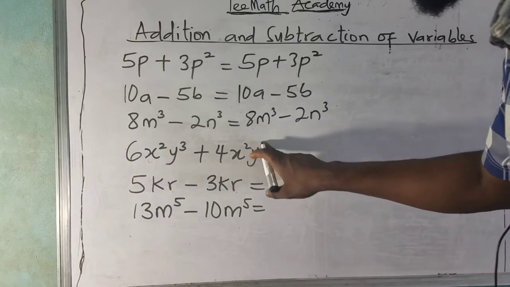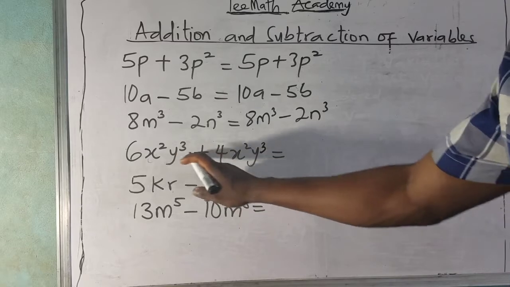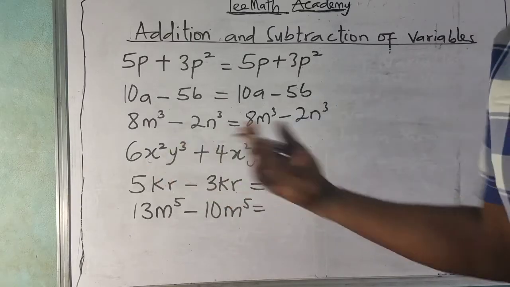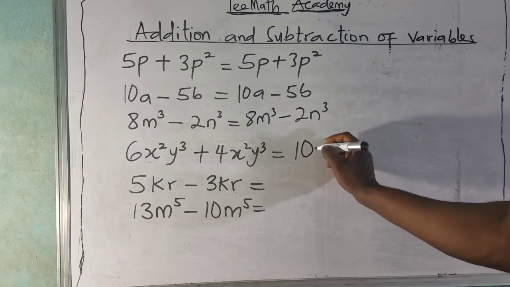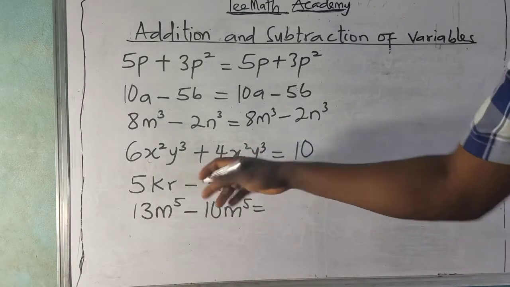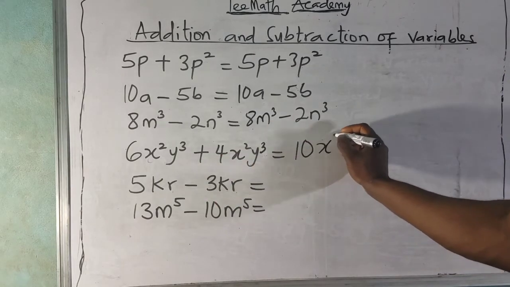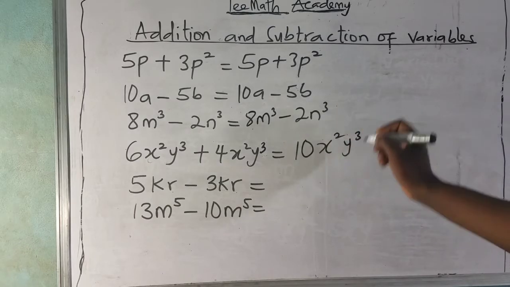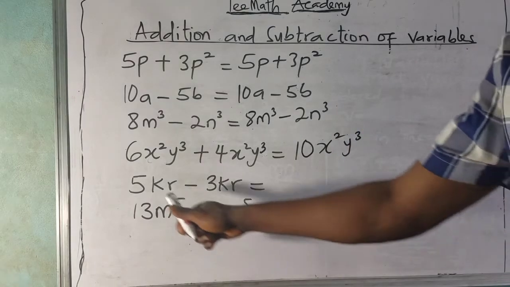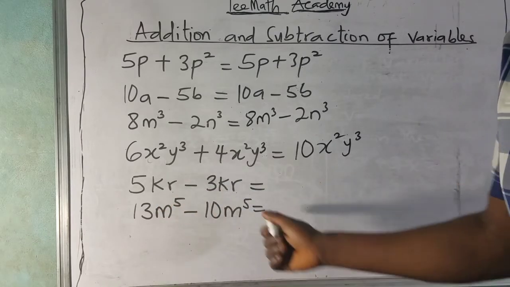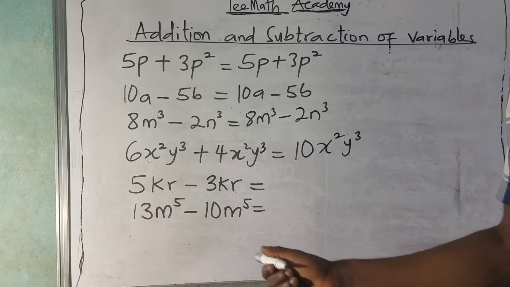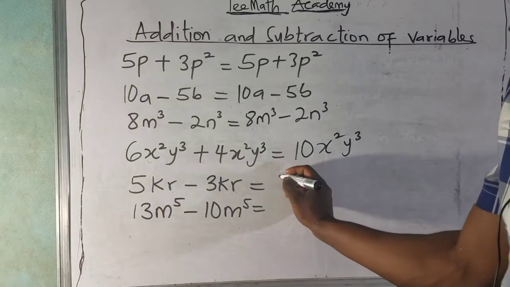But because this one here is cubed, the same thing, then you are free to go. You can now add 6 plus 4. That is the condition for addition and subtraction. If it is minus, you subtract. So 10x is power 2, then y is power 3. Look at the next one. 5kr, the same thing, the same powers. So what do you do? You subtract. 5 minus 3 is what?